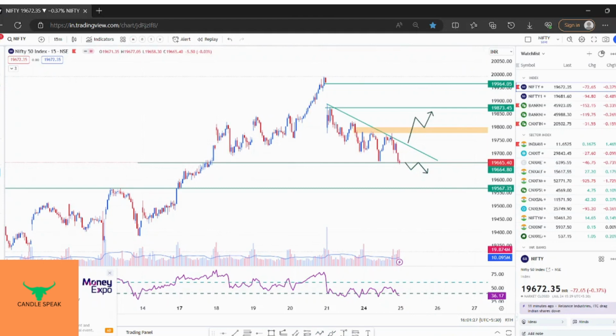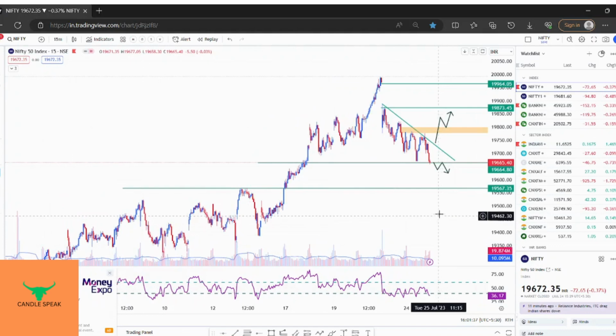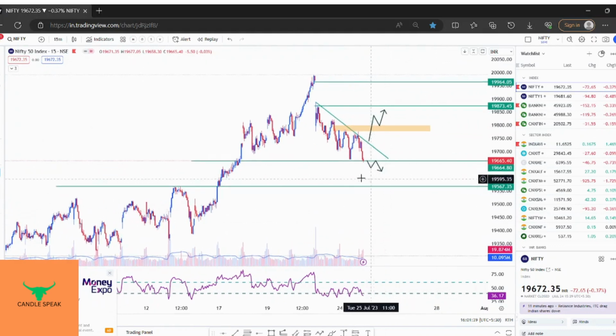VIX is now 11.62. We only get a good directional move upward or downward whenever VIX sustains above 12. It will be very helpful for option buyers. But for option sellers, you have to watch very carefully. Wait for the candle closing. Don't jump on the trade directly.